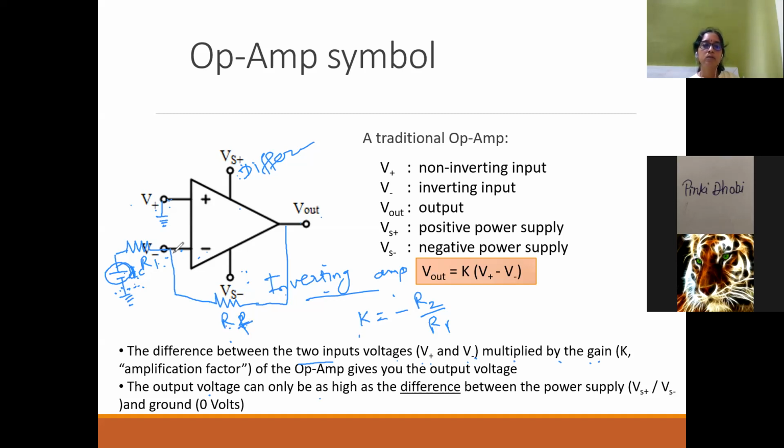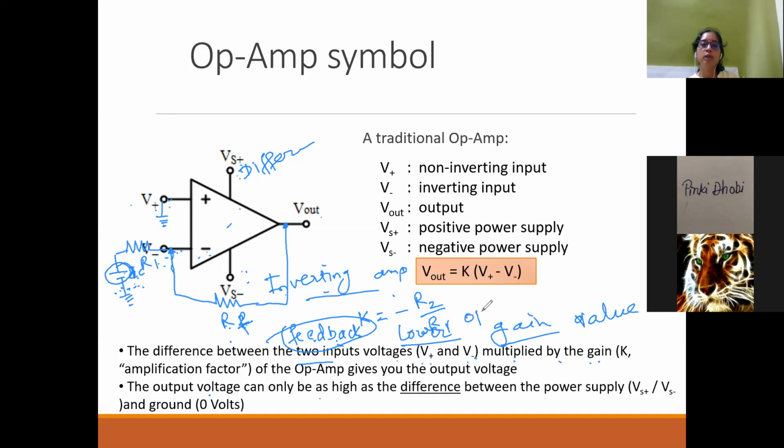Feedback resistor. The process of taking part of the output and providing it back to the input is called the feedback process, the feedback phenomenon. This feedback phenomenon is necessary in an op-amp. This is negative feedback because we are connecting it to the negative terminal. This feedback process is needed to decrease the gain value, which is very high.